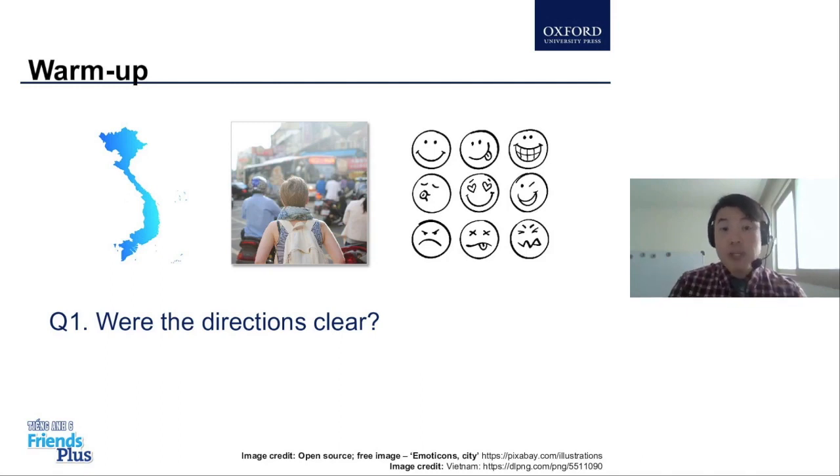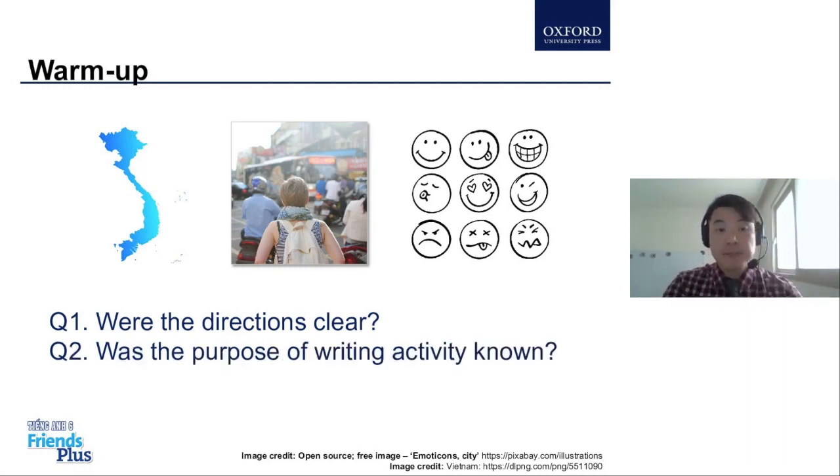Now, the idea is that we're trying to make sure that we are expressing clear directions within our writing projects, within our writing tasks. Now, for our second question, was the purpose of the writing activity known? Meaning, not just the directions, but was there a purpose for this writing activity? Yes or no? Was there a purpose for this writing activity?